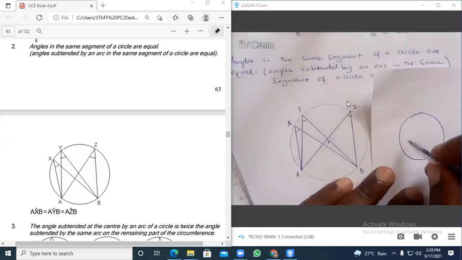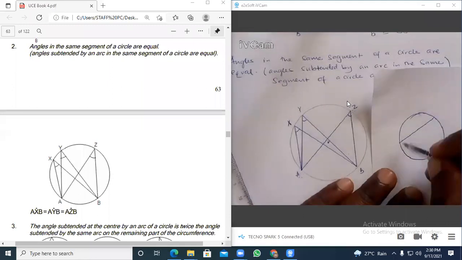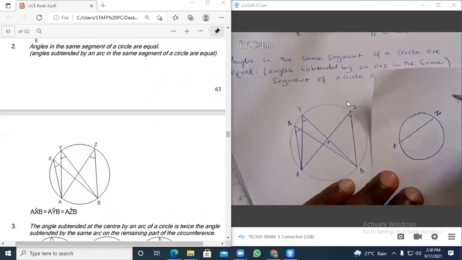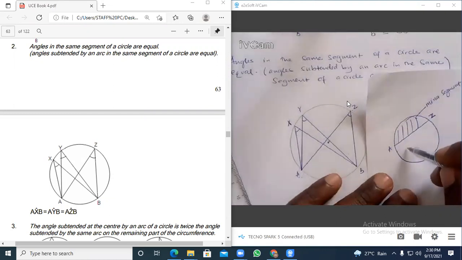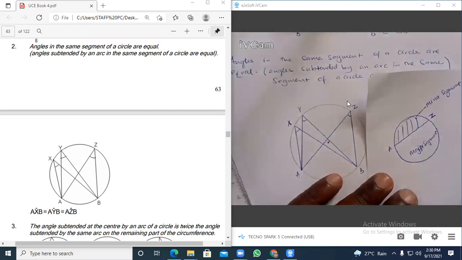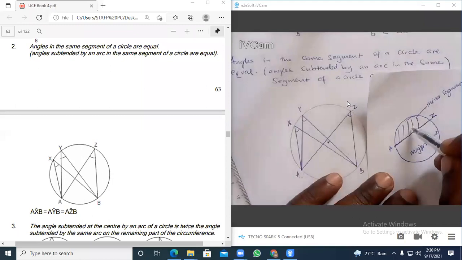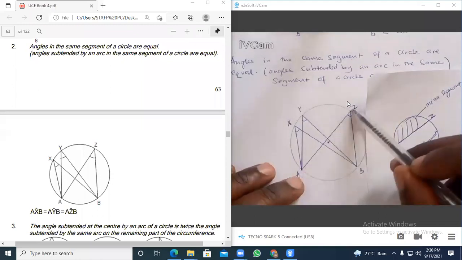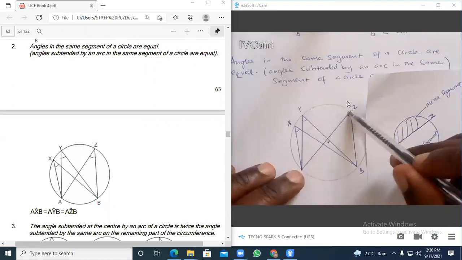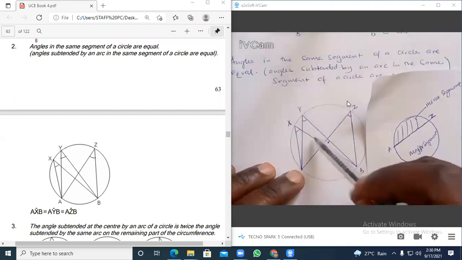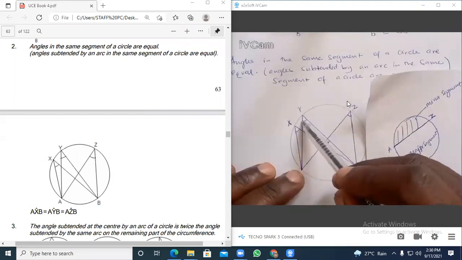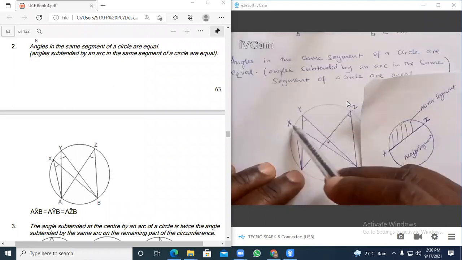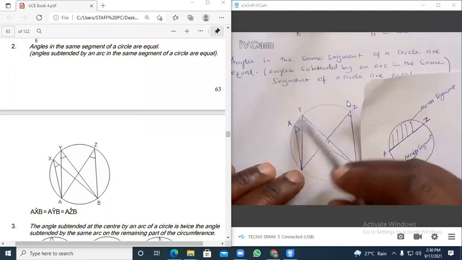So let me remind you what a segment is. If we draw a chord like that, let's say AZ, this is a segment and it is the minor segment, and this one here is the major segment. So a chord creates segments. The smaller one is minor, the bigger one is major. When you look at this chord AZ, it creates this segment here, and they have said that angles in the same segment are equal. So we have angle X and angle Y, which are in this segment. It means that X and Y are equal.